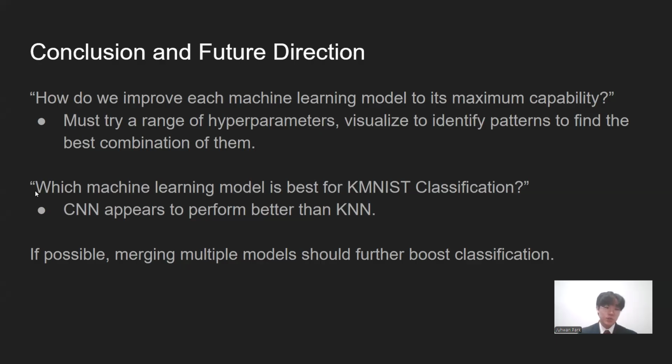And the second question being which machine learning model is best for KMNIST classification. Our results show that CNNs perform better than KNNs, which is not a surprise. In the future, it will be interesting to see if I can merge these different models to help boost classification. Well, this is it for my presentation.